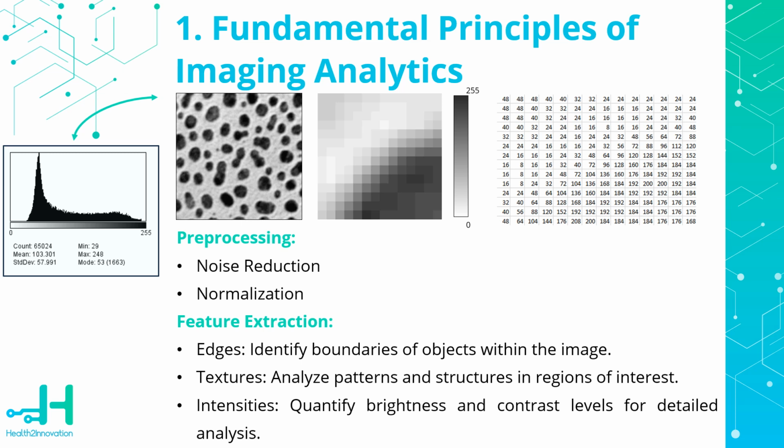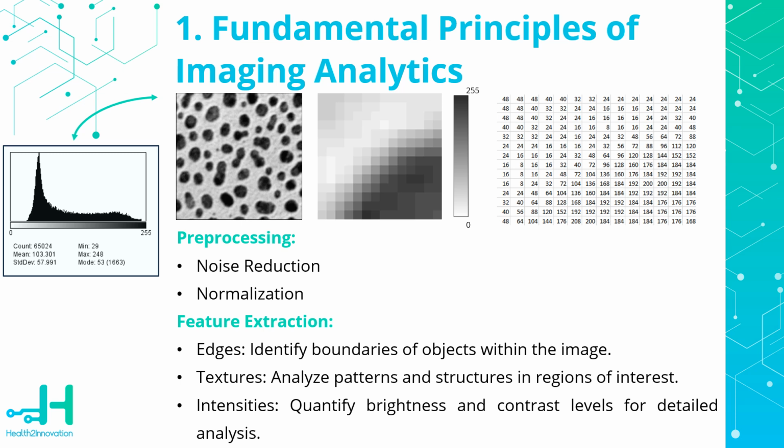One of the key tools in image analytics is the histogram, which shows the distribution of pixel intensities in an image. This distribution reveals critical information about the image's brightness, contrast, and dynamic range. For example, a narrow histogram indicates low contrast, while a broader histogram suggests a wider range of intensities.